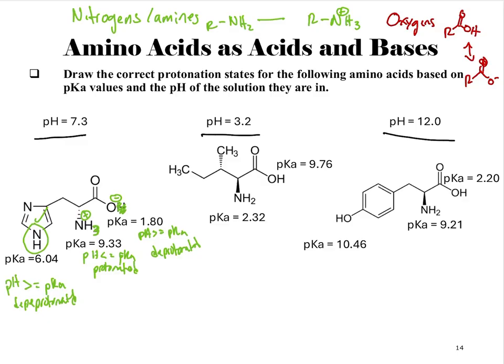For the N terminus, we see the pKa value, I feel like I actually flipped these values. All right, whatever, we'll do it with this. The pKa value is 2.32. That looks more like a carboxylic acid pKa value. So it's 2.32. Is that greater than or less than the pH? It's less than, right? So the pH is greater than or equal to the pKa, which means that it's going to be in the deprotonated form, so it would stay the way it is.